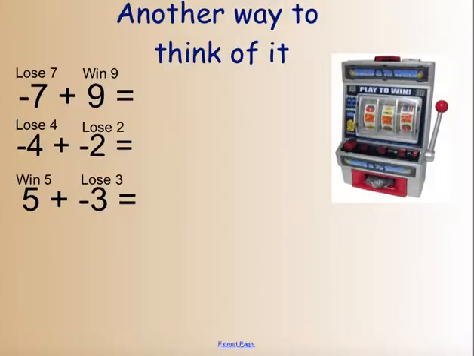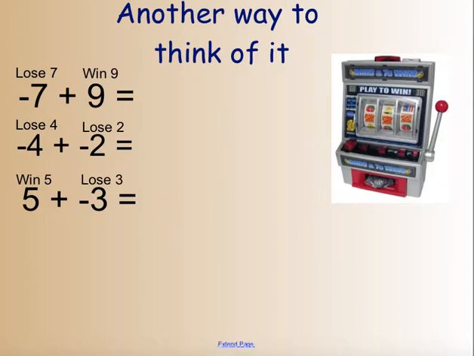Another way to think about this is winning and losing. So maybe you're playing a game that collects points. You lose 7 points, but in another round you win 9 points. Well, you would have an overall winning of 2 points. Okay, so winning and losing points. If you lose 4 points in one round and then lose another 2 points in another round, we would have a total of losing 6 points. Winning 5 and losing 3, we have a total of 2 points. Okay, so winning and losing points is a great way to think about it as well.